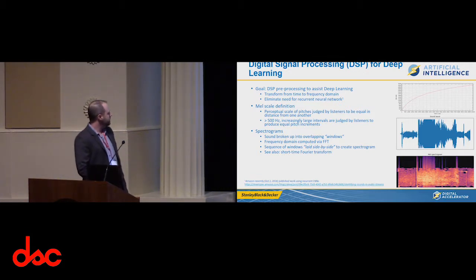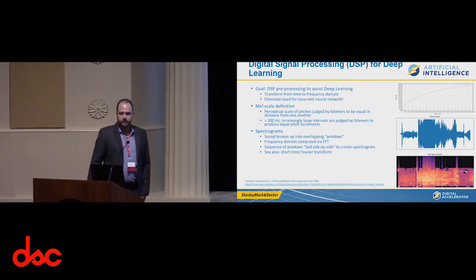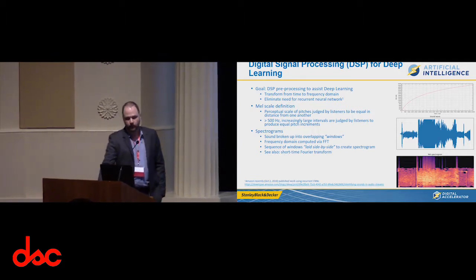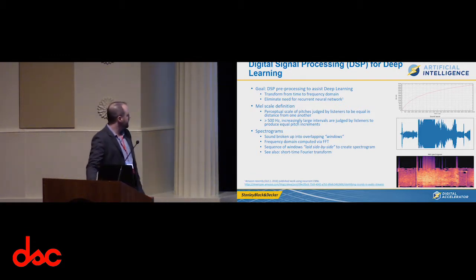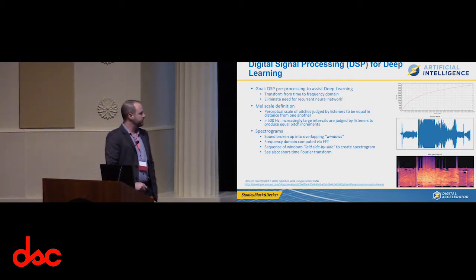We can break up this sound into overlapping windows, so maybe 1 second windows that overlap by half a second, and convert this to the frequency domain via a Fourier transform. We then lay those windows side by side to create a spectrogram. You can also look up the short time Fourier transform for a technique of how to do this. But what we end up with is this MEL spectrogram down here at the bottom.